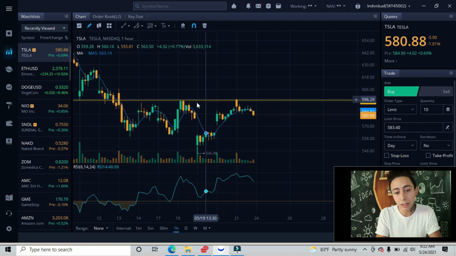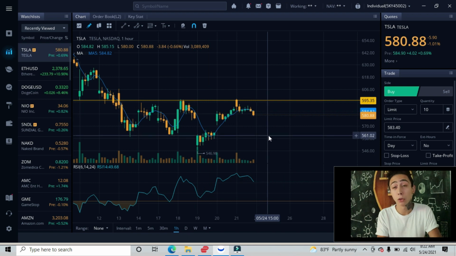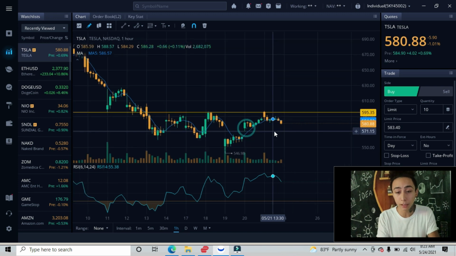And you can see that we tested that multiple times and have failed, and now are starting to pull back again. So more than likely that we are going to continue this downward trend. We attempted to create a reversal, and the relative strength was just not there. So more than likely we will be pulling back.